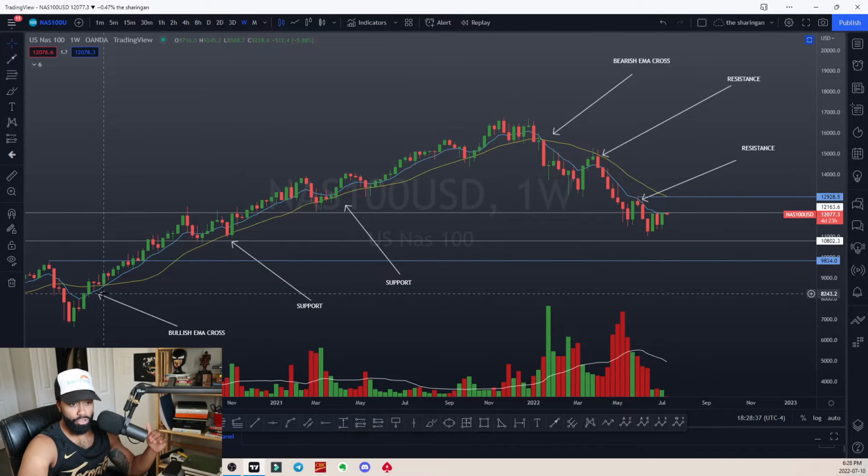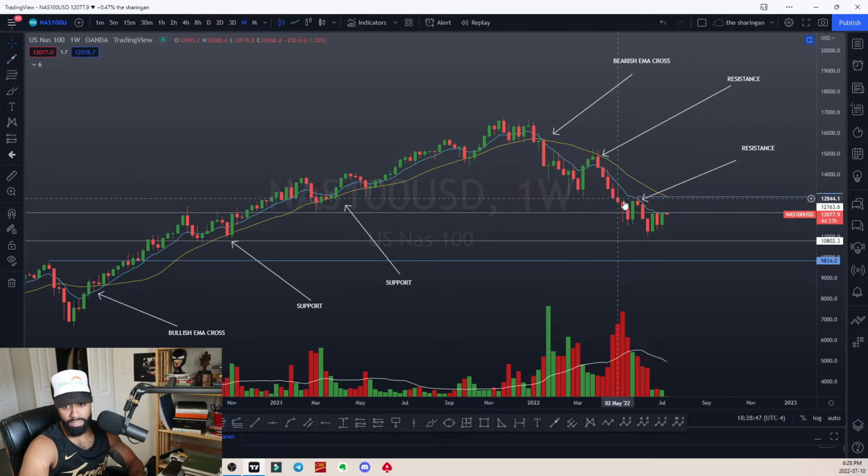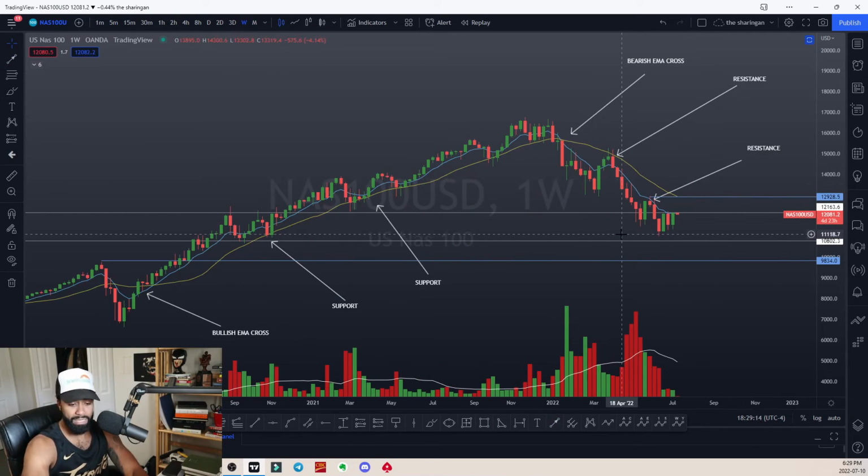Look what happens: bullish cross, support, support, support, support. And then eventually we get the bearish cross, the 8 goes under the 20. And again, resistance, resistance. What's happening here is it looks like we're coming up over that 8 EMA. If that doesn't happen, we'll look for that continuation to the downside. That would continue this trend downward, and that would probably bring us near this support around 10,777. So that's what I'm looking at when it comes to the Nasdaq and the S&P.